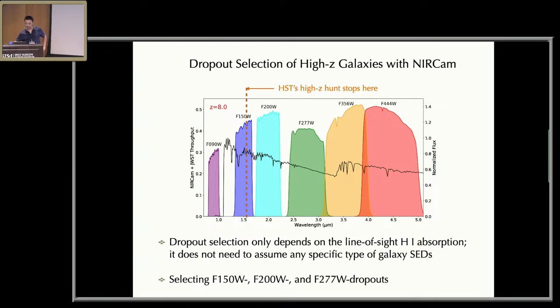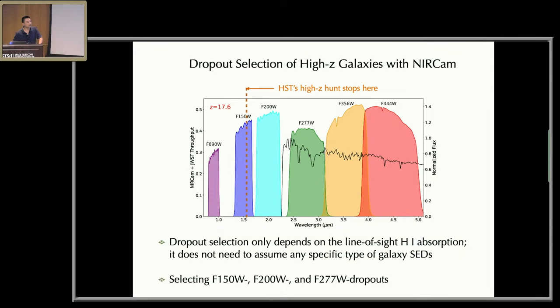The characteristic Lyman break signature doesn't depend on the intrinsic properties of the galaxies you are looking at, which is just governed by the line of sight neutral hydrogen absorption. This characteristic break moves through various NIRCam bands, creating this break signature. This is the feature we rely on to select very high redshift galaxies. Specifically for this work, we are selecting F150W, F200W, and F277W dropouts, which are at very high redshifts.